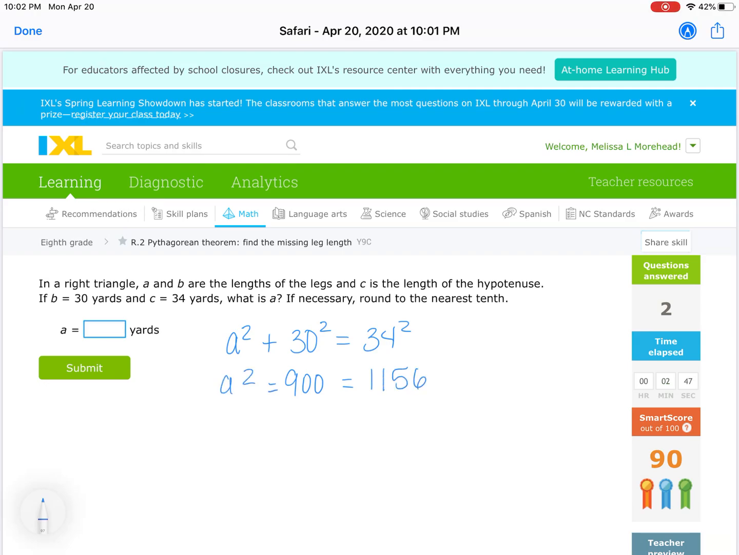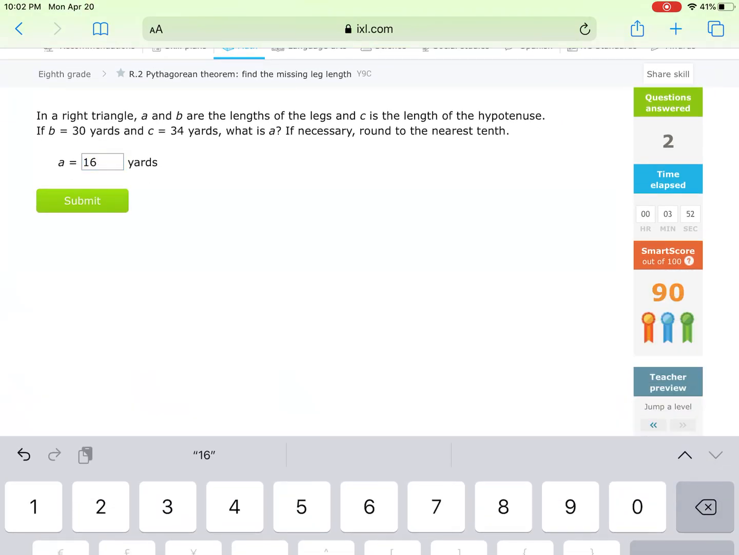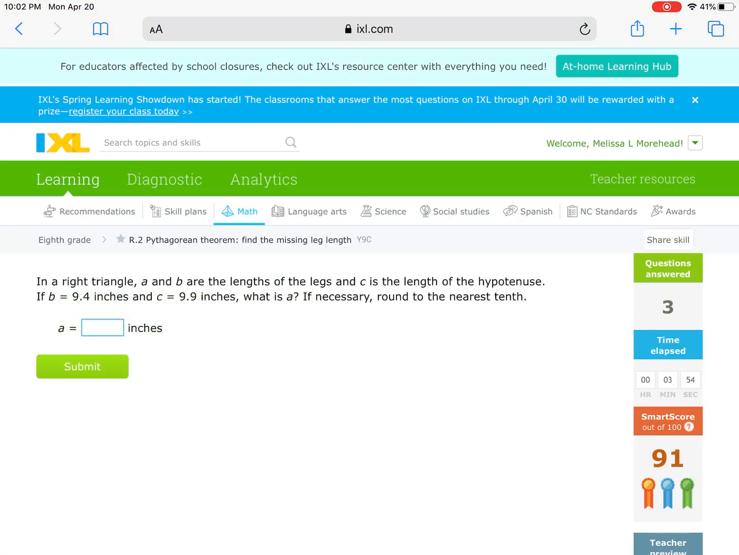So A squared plus 900 equals 1156. So subtract 900 from both sides. And that means A squared equals 256. And then we have to find the square root of 256, which is going to be 16. All right, so that's how you do these.